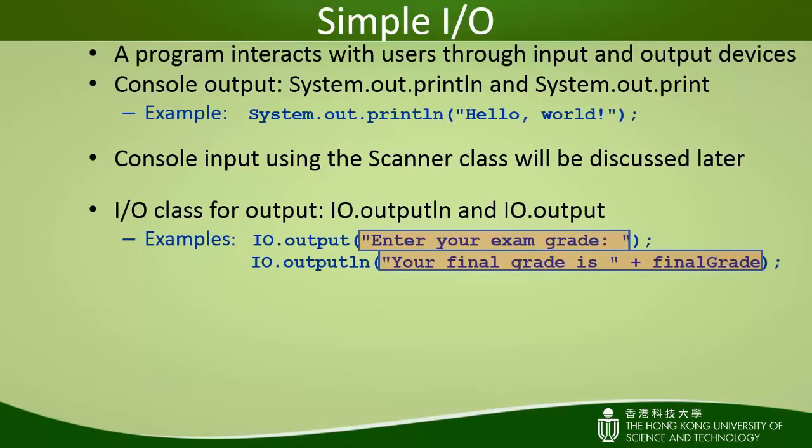In the case of println, final grade, which is of double type, will be converted to a character string. And the plus sign you see here is a concatenation operator which combines two character strings into a single character string. This will be discussed in more detail when we discuss character strings in week 7.